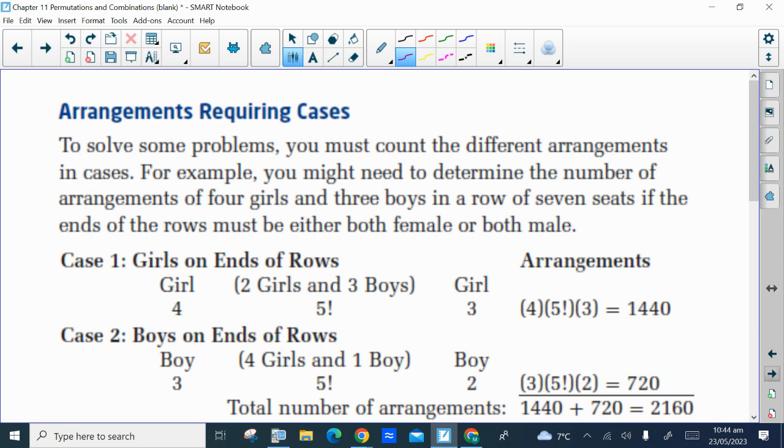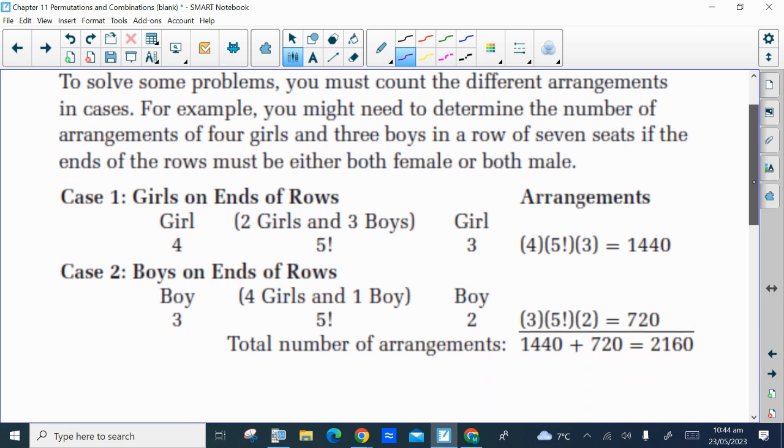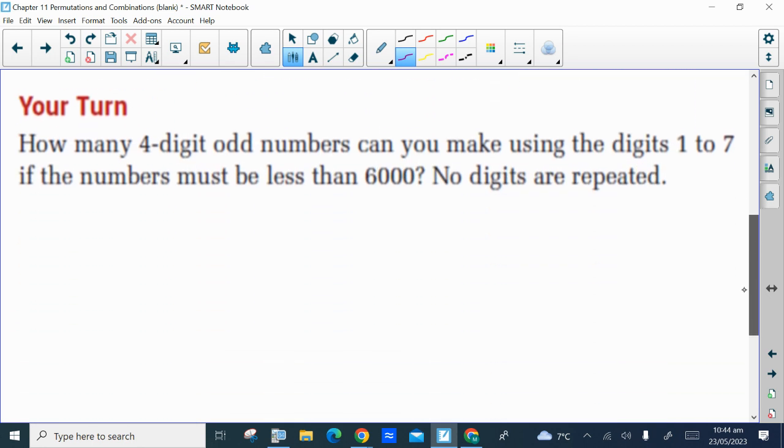So we've talked about arrangements with cases before. We've done them, and this is where you have the word or. To solve some problems, you must count the different arrangements in cases. For example, you might need to determine the number of arrangements of 4 girls and 3 boys in a row of 7 seats if the ends of the rows must be either both male or both female. So we've done these before, right? And remember that the word or means to add, so you have to add them together.